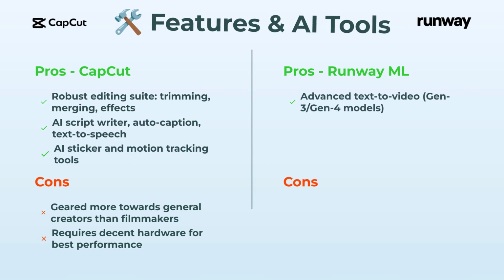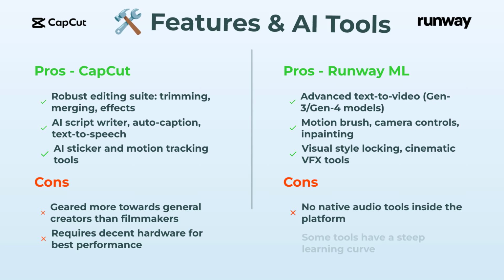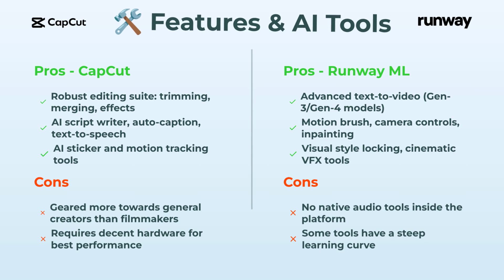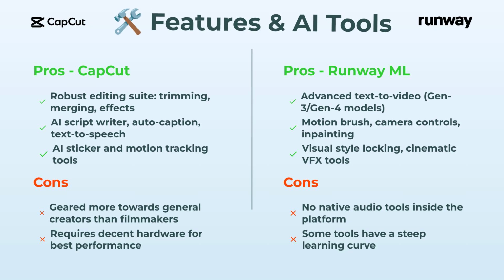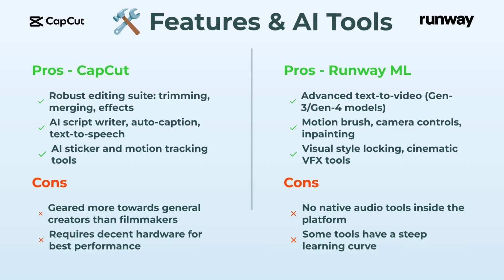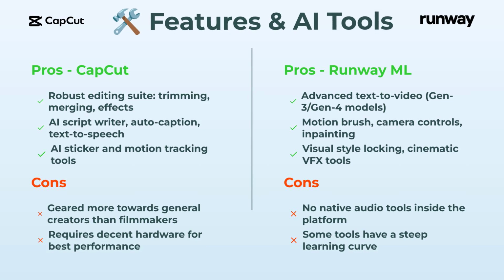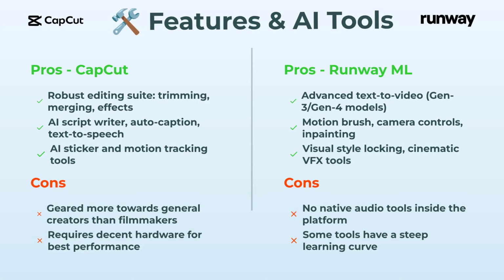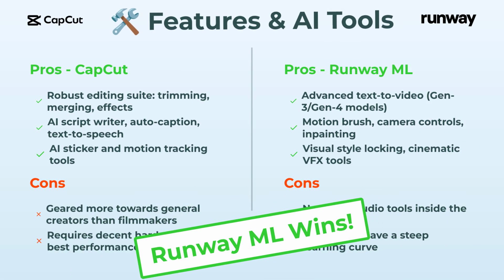Now, Runway ML is honestly on another level here. We're talking next-gen text-to-video with those Gen 3 and Gen 4 models. Motion brush, camera controls, even in-painting, like literally editing details inside your footage. Visual style locking, cinematic VFX tools, seriously advanced. Downside though, there's no built-in audio editor, so you may have to juggle files. And yeah, steep learning curve warning. Overall, Runway ML snags the edge for pure feature depth.